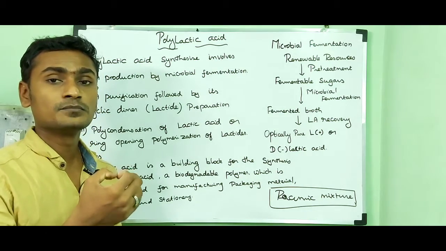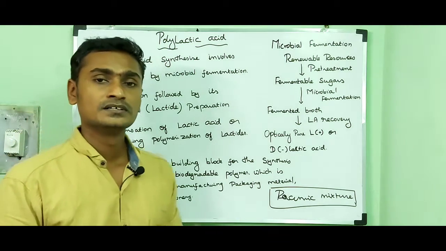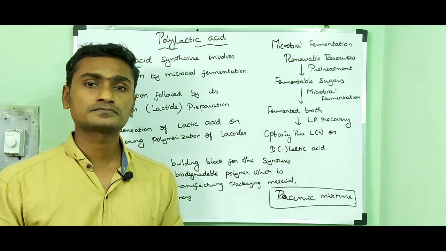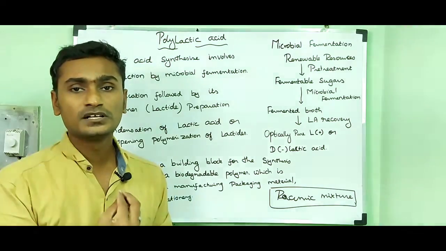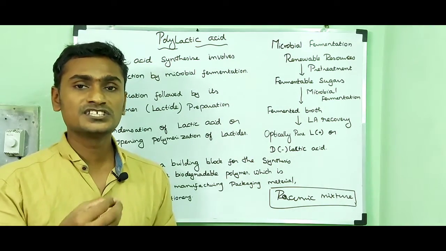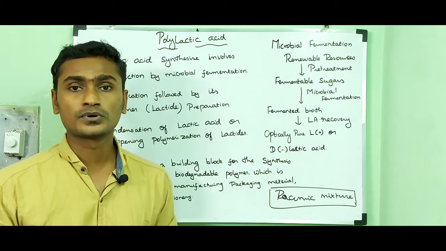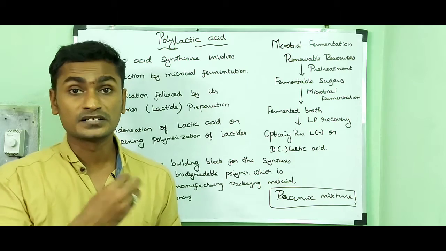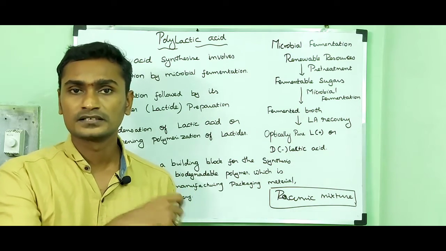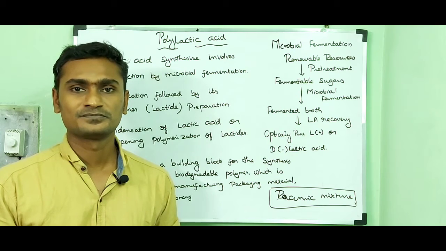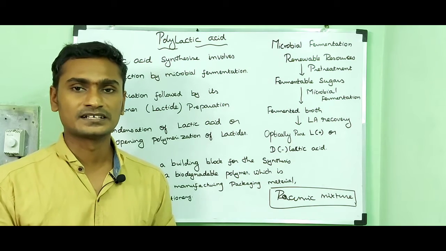The renewable resources used to produce lactic acid are sugarcane molasses, cassava root, and corn. Nowadays, renewable resources are replaced by cheap sources, for example starch, cellulosic byproducts, cellulosic residues, or the residues from the food industry. So we can use these resources to produce lactic acid.